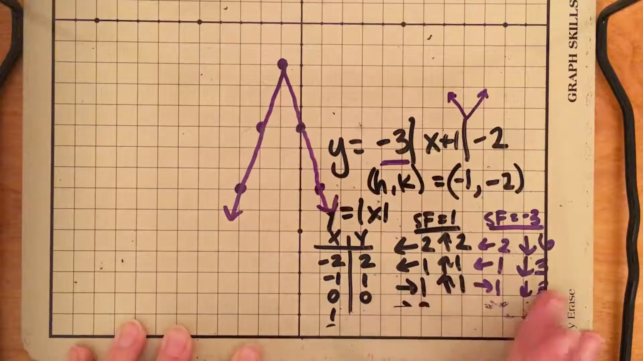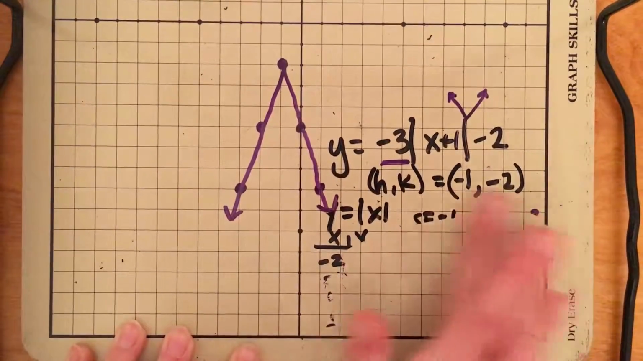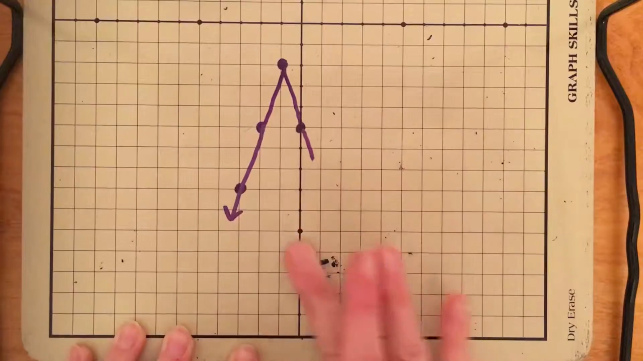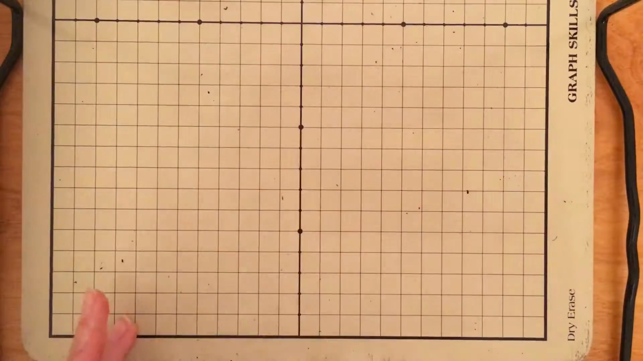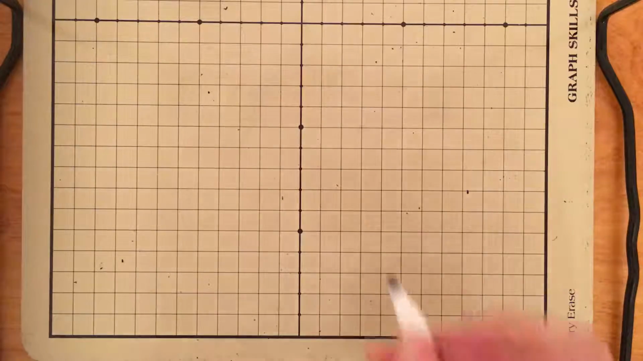And we're going to do one more here. One more parent or family of functions is the square root. So we're going to show you that one too.